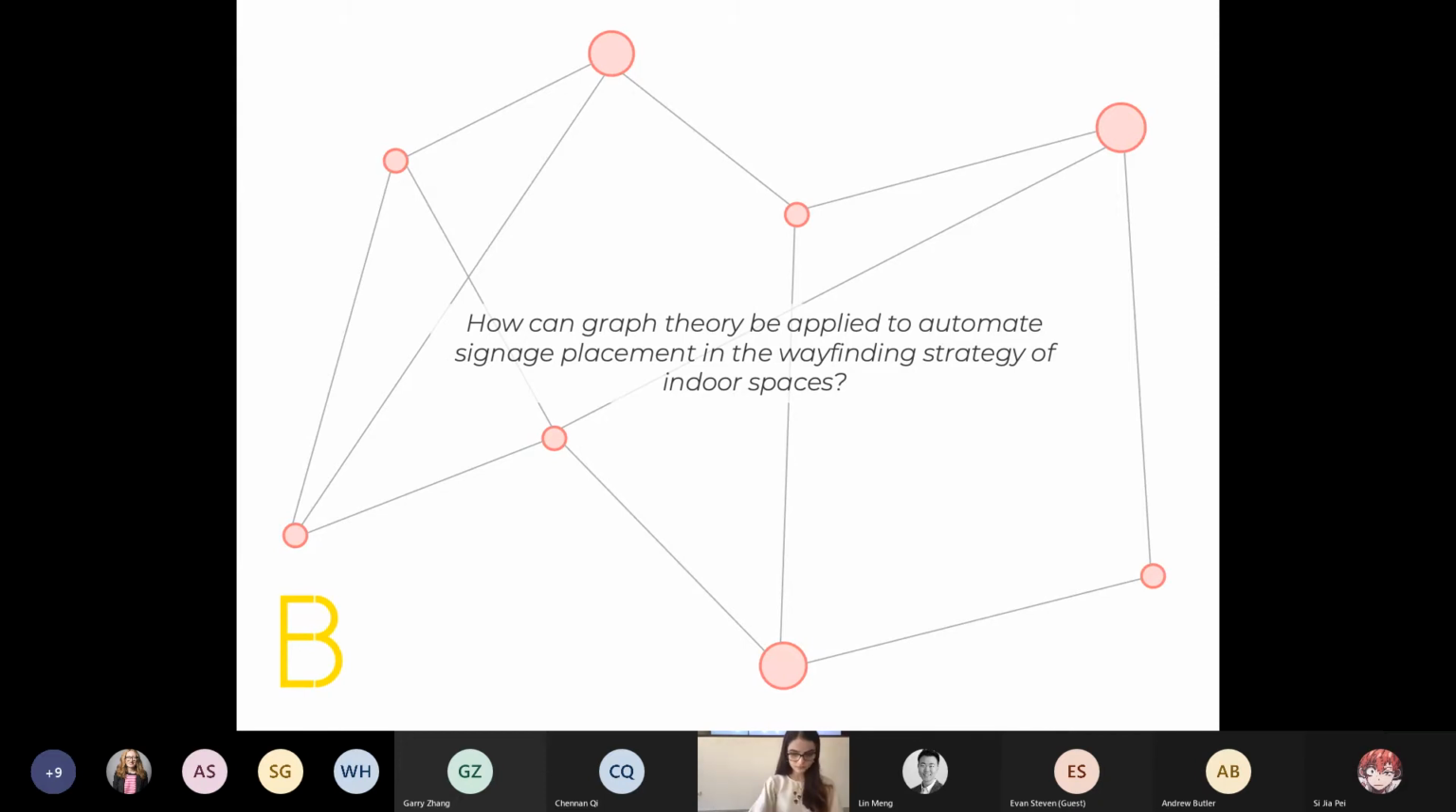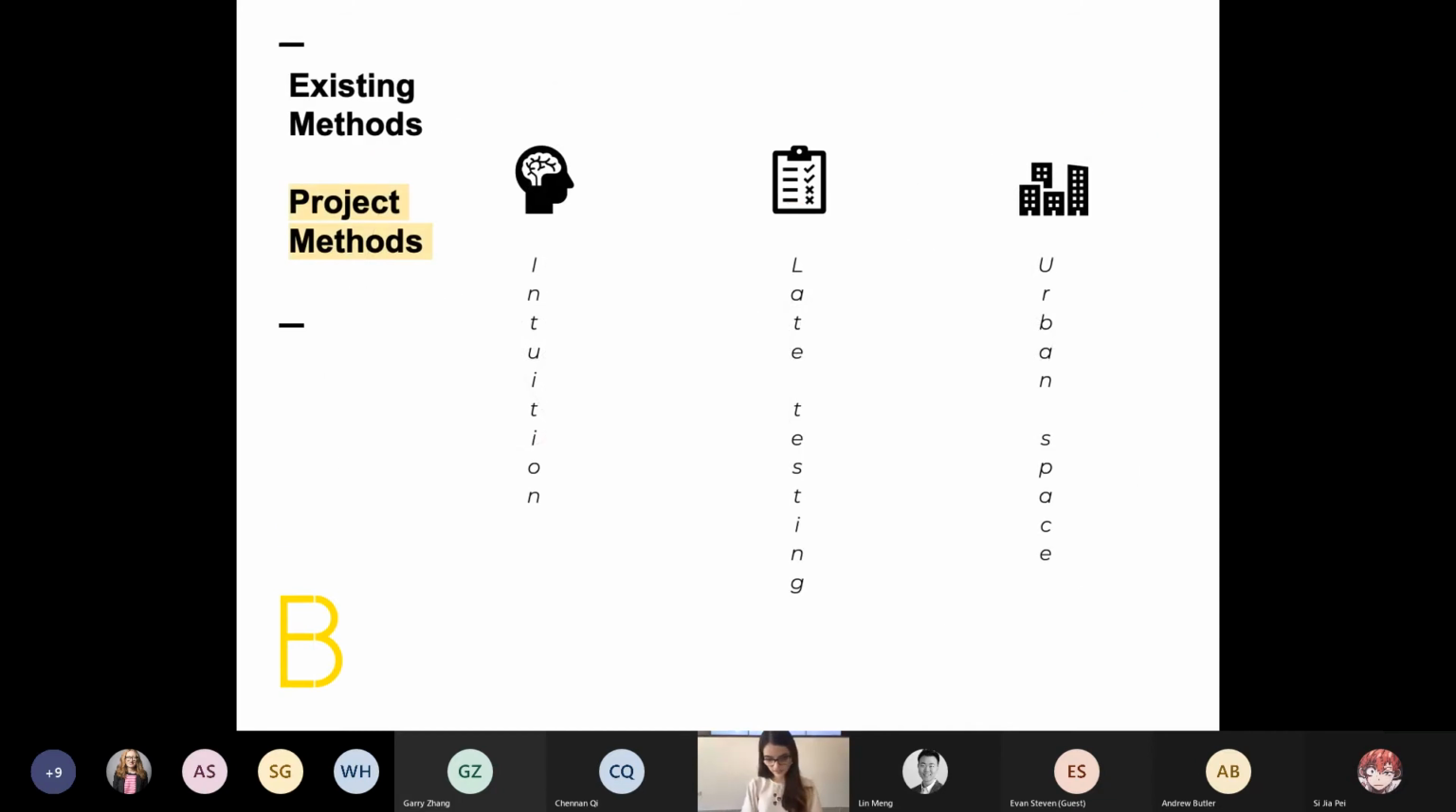But before I answer this question, first we must look at why am I even bothering in the first place? Signage is nothing new. However, the strategies that we are using to place them within indoor spaces are lacking.